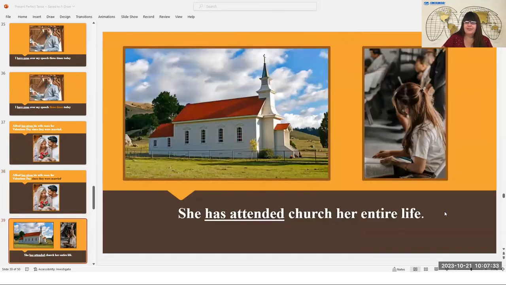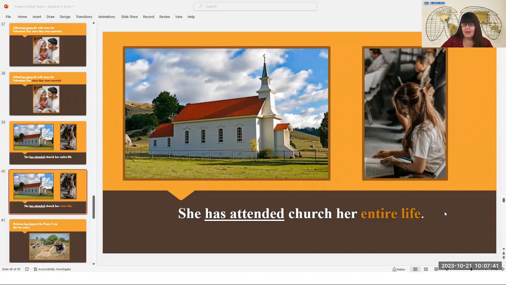She has attended church her entire life. Okay, so this is a new expression we're using, her entire life. So that means from birth until today. So her family went to church before she was born. And when she was born, they took her to church. And all her life, she has attended church. And there are many things that we have done our entire life.